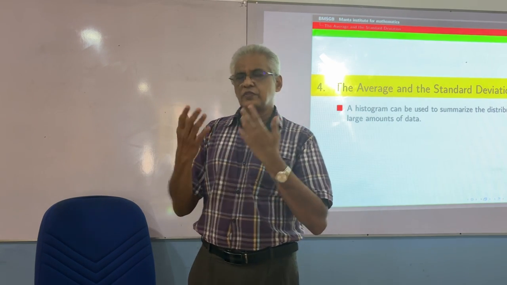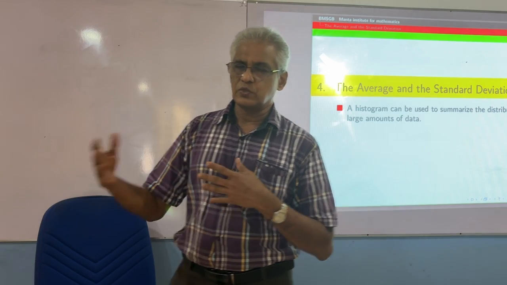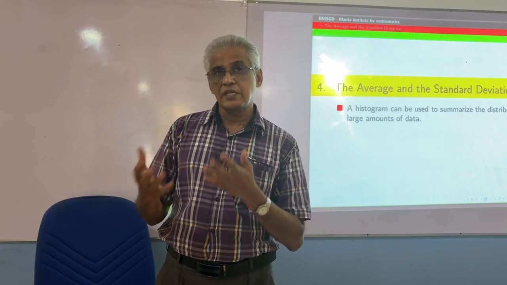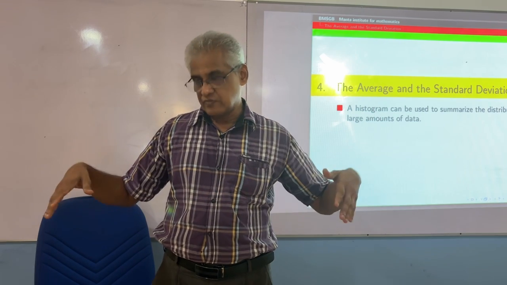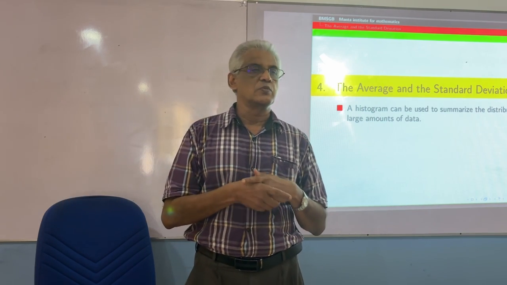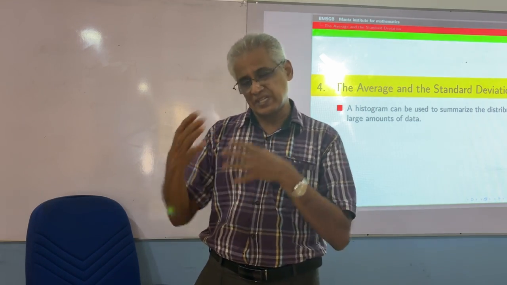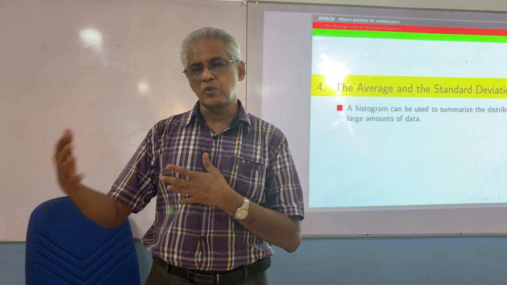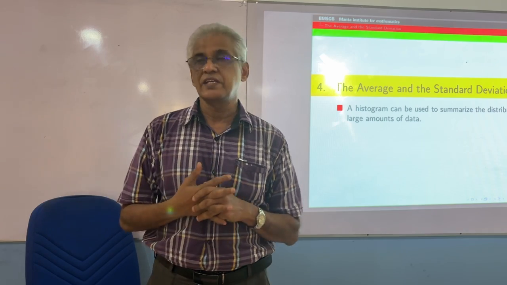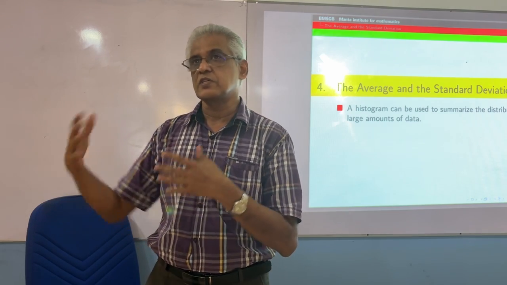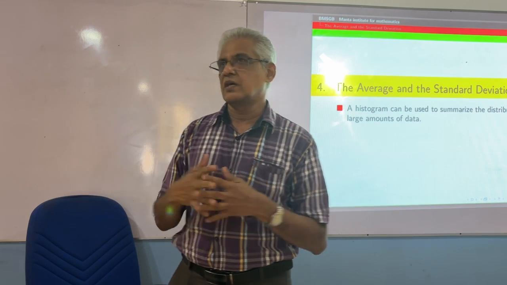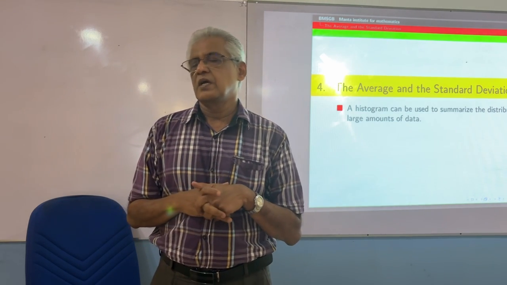Most of the techniques that we use, for example, make the assumption that the data are symmetric. This distribution is symmetric. Right? A particular type of symmetry is called the normal distribution. So most of the standard techniques have been developed assuming that the data distribution is symmetric or normal. Right?